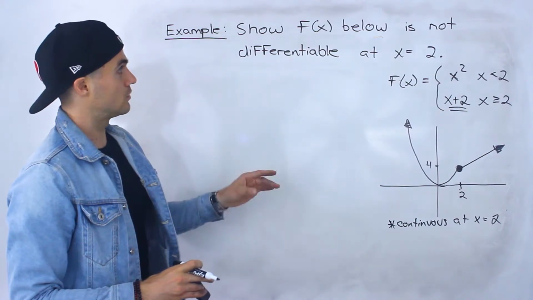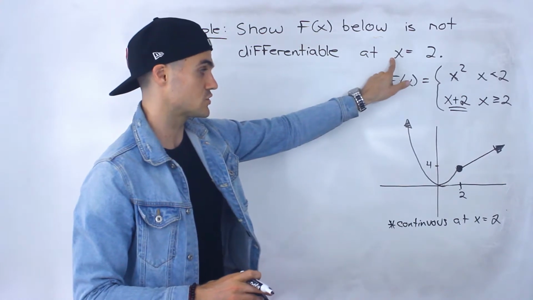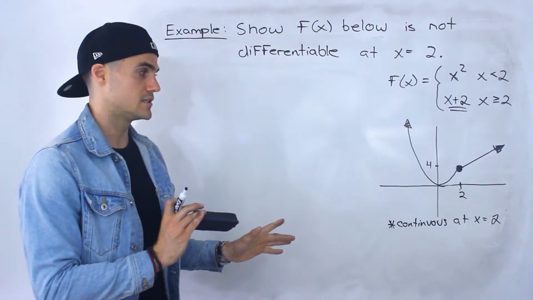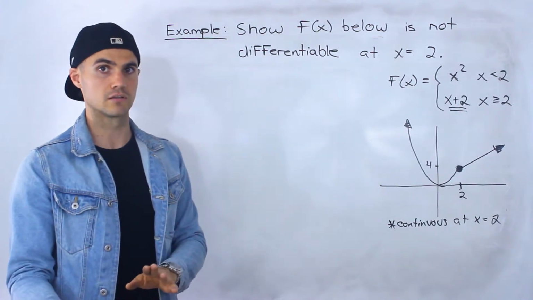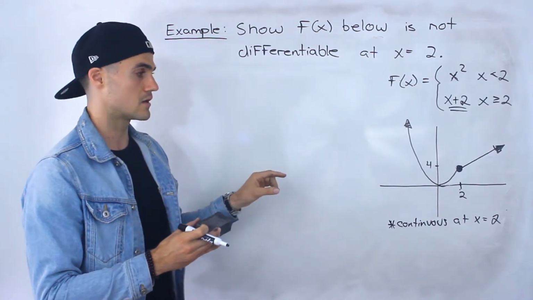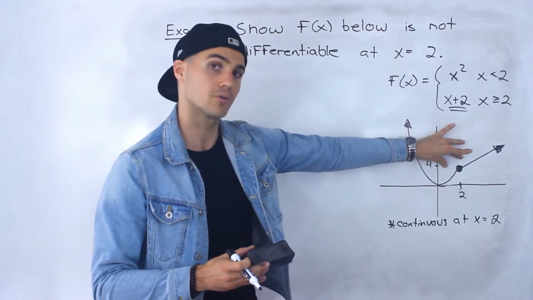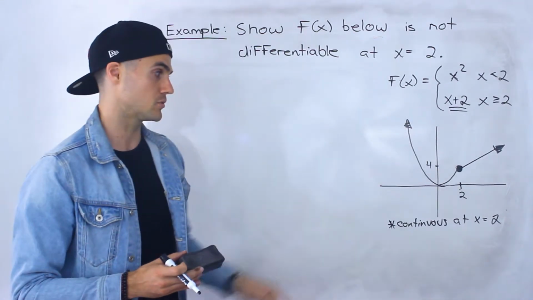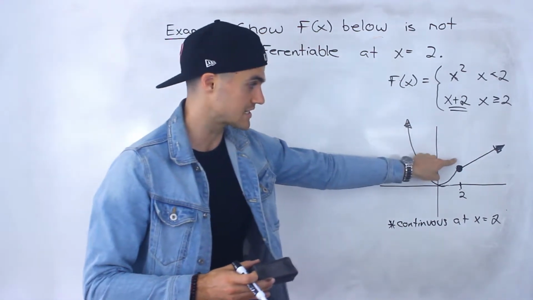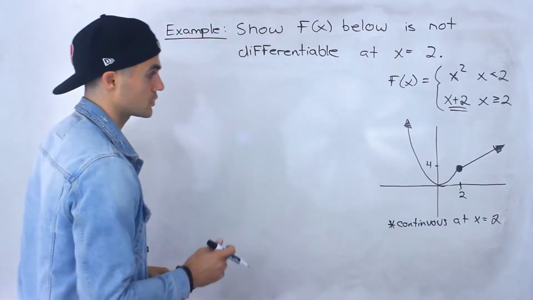But remember, what do we got to do here? We got to show that this function is not differentiable at this x value of 2. So even though it's continuous here, remember, continuity does not imply differentiability. We've done examples like this before where we had corners, cusps, vertical tangents, where a function can be continuous at a certain x value. Doesn't mean it's going to be differentiable at that x value. And this is going to be another case where you have a piecewise function that's continuous, but it's not going to be differentiable at that x value of 2. So I'm going to show you why.